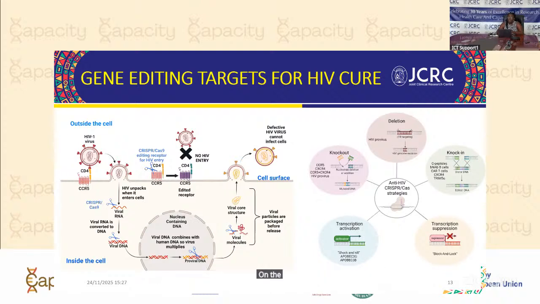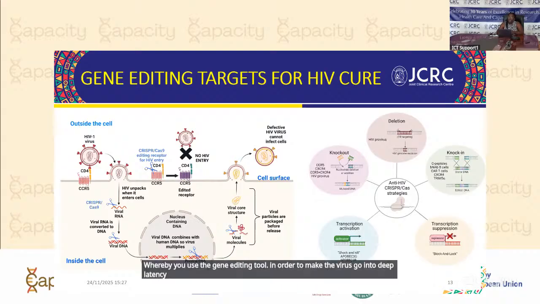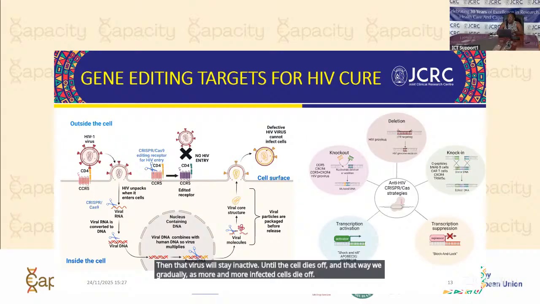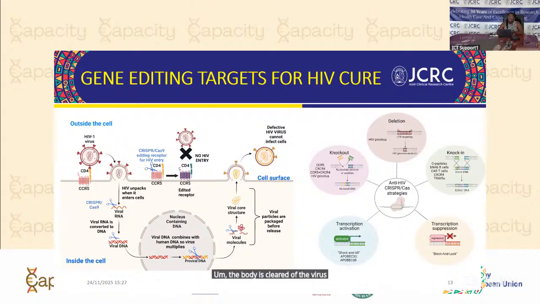On the other hand, you can do what we call block and lock, whereby you use the gene editing tool in order to make the virus go into deep latency. Until that infected cell has reached its full life cycle and is cleared, that virus will stay inactive until the cell dies off. And that way, gradually, as more and more infected cells die off, the body is cleared of the virus. So these gene editing tools can be used across the life cycle of the virus.